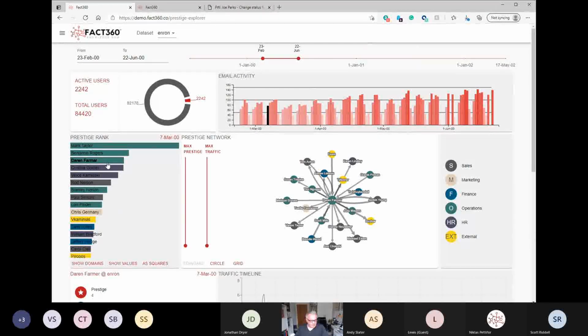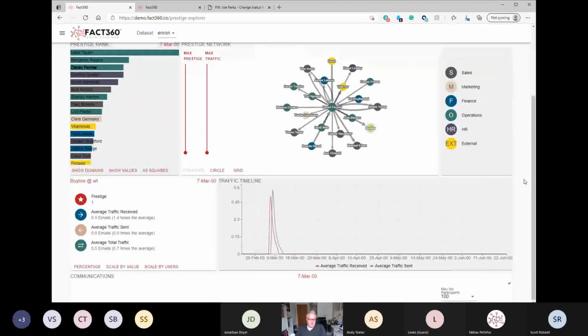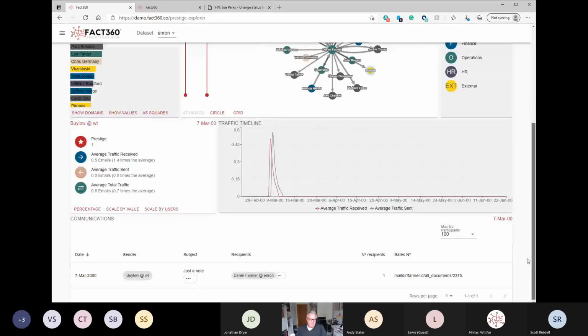So his ranking is really high. Now, Darren Farmer is just a logistics manager. He's a mid-level person inside of Enron's organization. Nothing significant, but there's some interesting stuff that he's communicating. And the reason he's been promoted, if we went to the Prestige Explorer, we could see it: over time, he's starting to communicate quite a lot with Bilo. Bilo's a third party, a vendor, sorry, an external one.